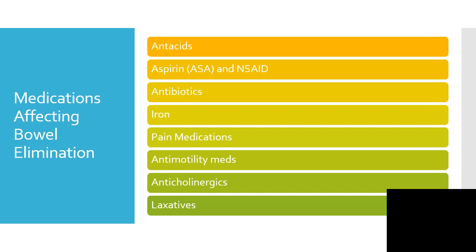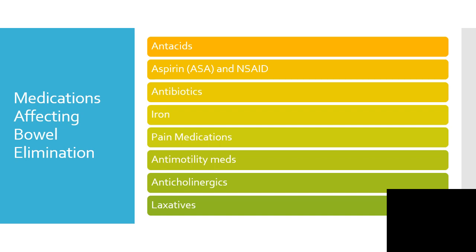Here's another chart of a list of medications that can affect bowel elimination. Your antacids, aspirins, and nonsteroidal anti-inflammatories always need to be careful, particularly in elderly patients, because they can lead to GI, stomach bleeds. Antibiotics, we're trying to kill bad bacteria, but at the same time, good bacteria in the gut of the stomach is being killed, so this can lead to diarrhea as a result of those antibiotics.